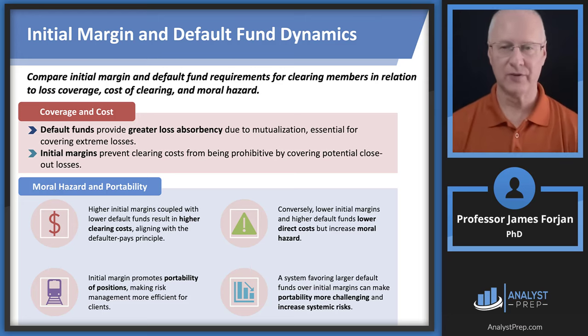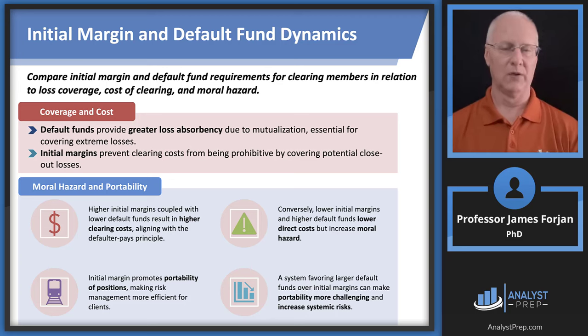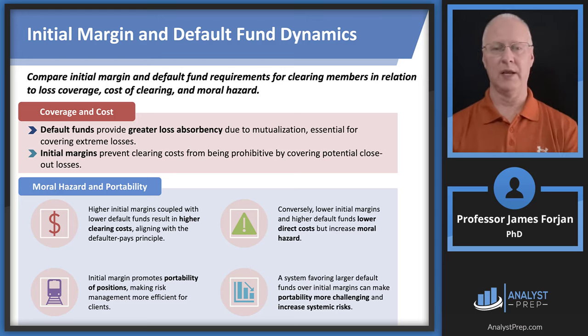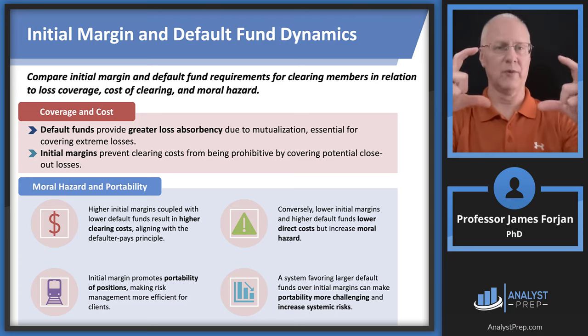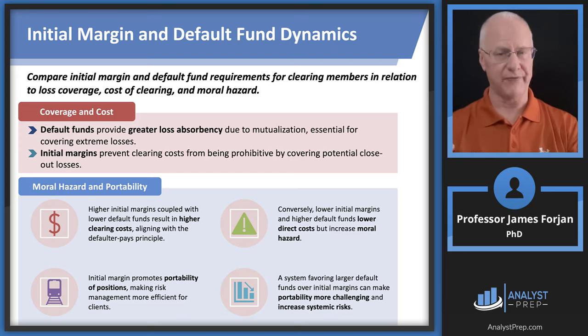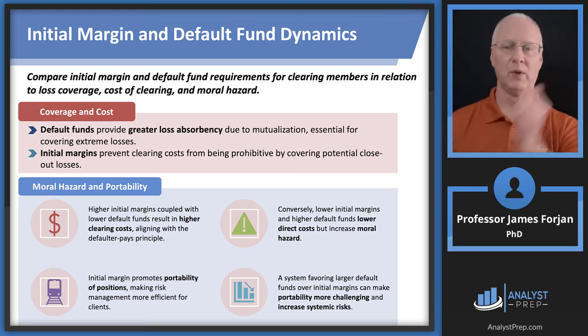I promise you there's a college professor out there who's done a research paper on optimal initial margins. So whatever that turns out to be, well, then that's what it is. All right, what about moral hazard and portability? Those higher initial margins, this is what I was saying, those probably result in higher clearing costs because they're going to have lower default funds. On the other hand, those initial margins promote this portability because it's absorbing all of this. And if you absorb most of those losses and then you only have this much of a loss, there's still a default. But then you can assign it to somebody else or you can auction it off, or somebody's going to be willing to take over it.